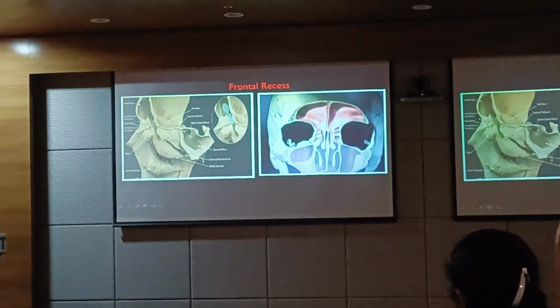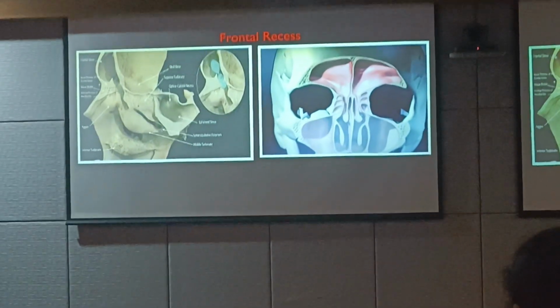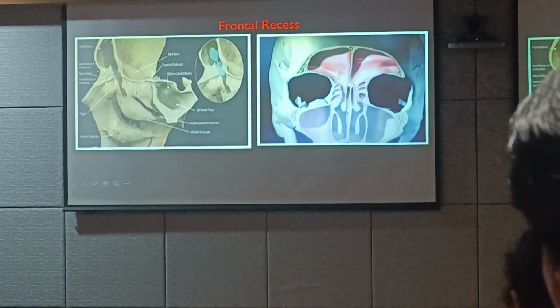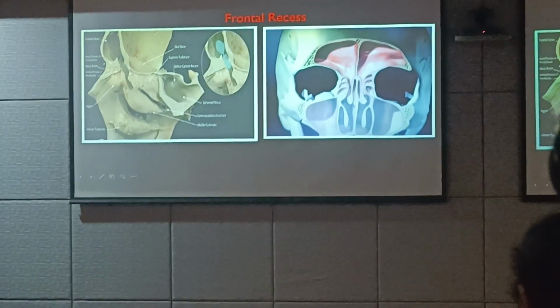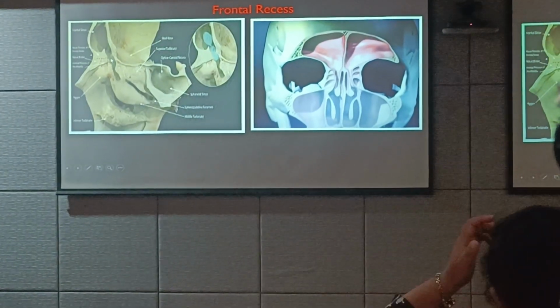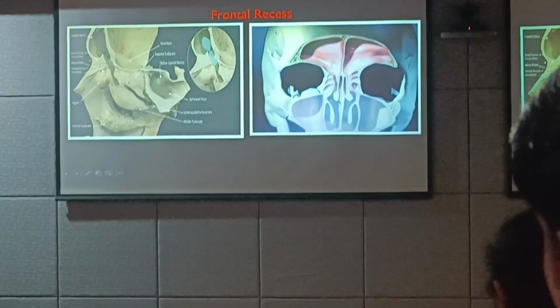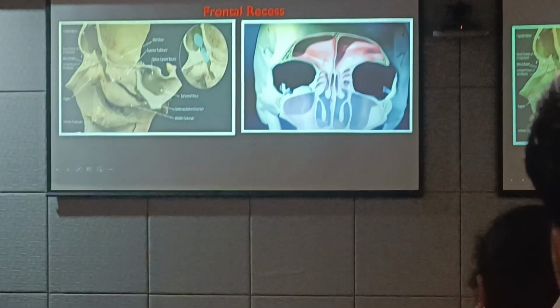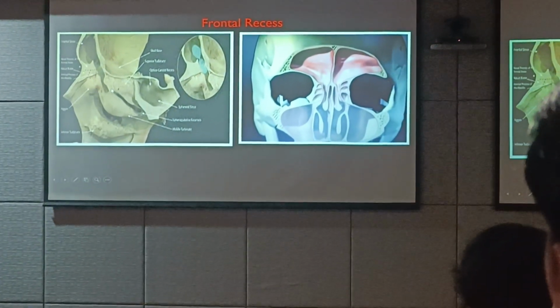These are nothing but your ethmoidal cells. The ethmoidal cells, if they are placed more anteriorly, will push your frontal sinus drainage pathway posteriorly. If they are more based posteriorly, they'll push your frontal sinus drainage anteriorly. Is this clear? So when you see your scans, you're supposed to see your sagittal scans and then decide.